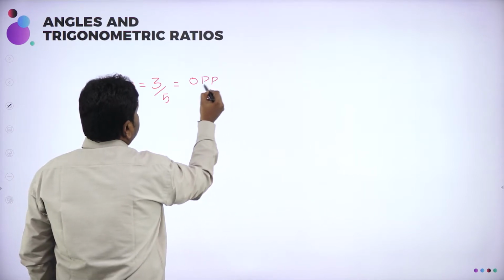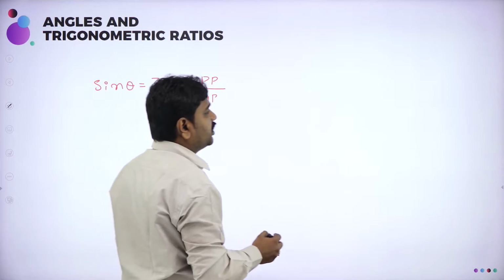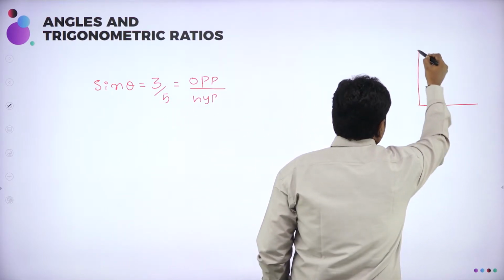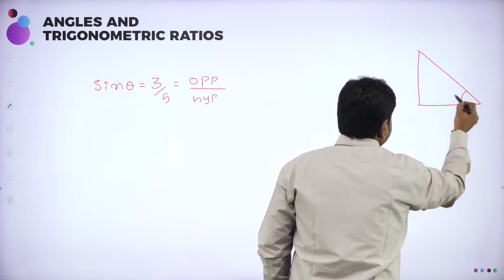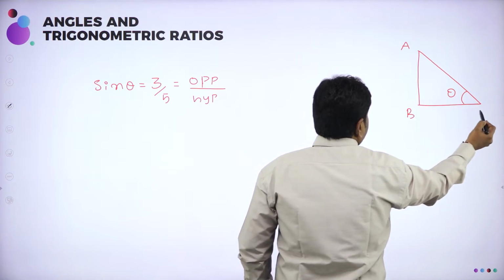Sine means opposite side divided by hypotenuse. What is sine theta? Opposite side divided by hypotenuse. So first we'll draw a right angled triangle. This is a right angled triangle. This is theta, and I call this AB, opposite to this, and this is BC.